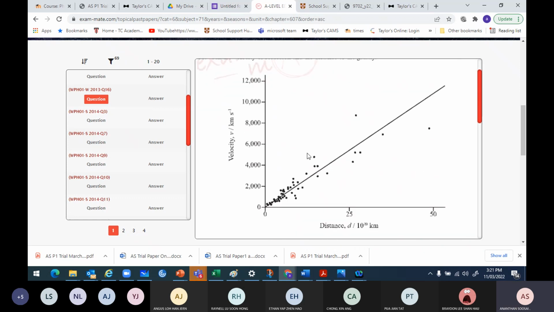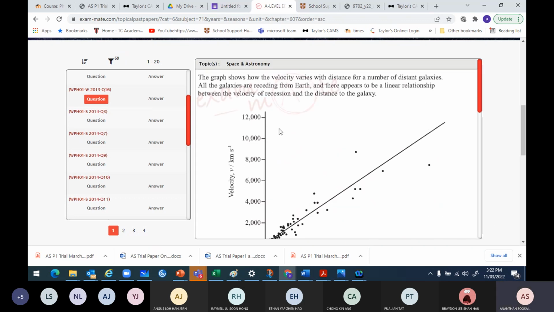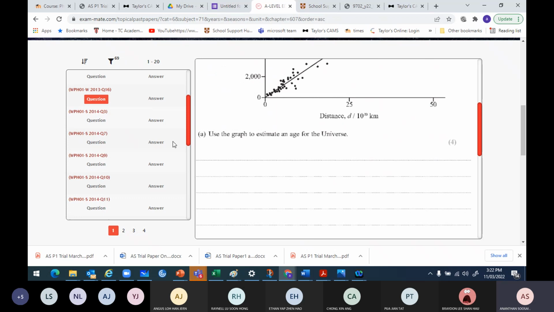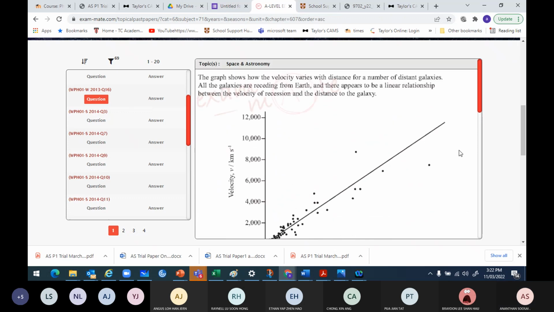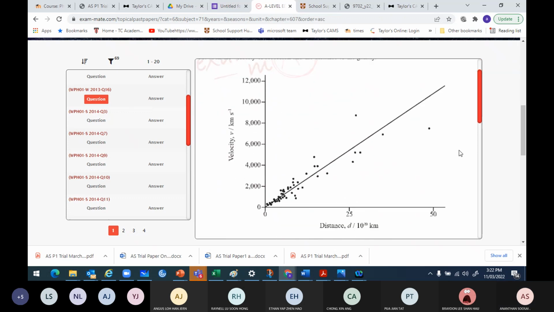Okay, so this is the recession speed with the distance, right? The graph shows how the velocity varies with the distance for a number of distant galaxies. All the galaxies are receding from the Earth. There appears to be a linear relationship. Okay, we know the story. Use the graph to estimate an age for the universe. 4 marks. So how do you do this?